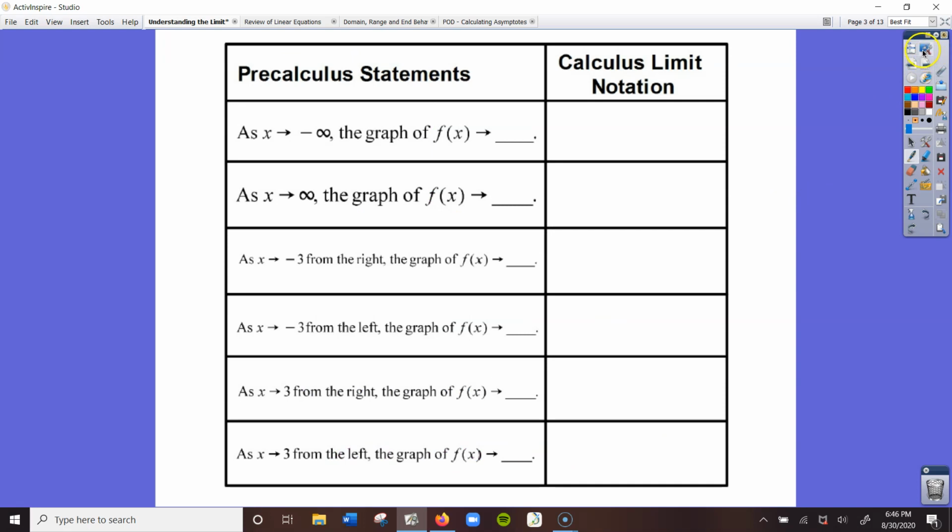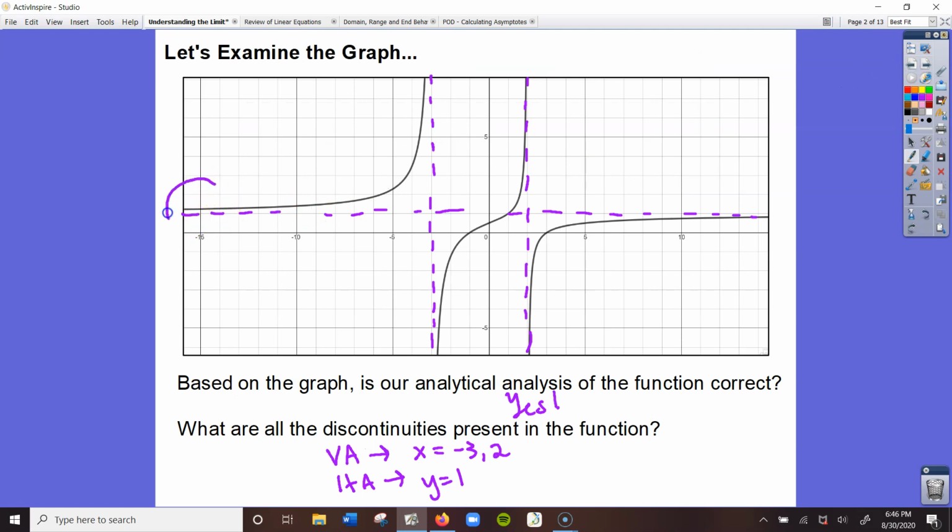Now we're going to use that same graph to fill in these pre-calculus statements about our graph, and then we're going to write the calculus limit notation. A limit is the intended y-value of the graph. This should be familiar from our previous pre-calculus classes and also in Algebra 2 when we discussed end behavior. As x is approaching negative infinity, the graph of f of x is approaching, and we look at the graph here. From negative infinity, that's this side right there, we can see that the graph is starting to level out at y equals 1.